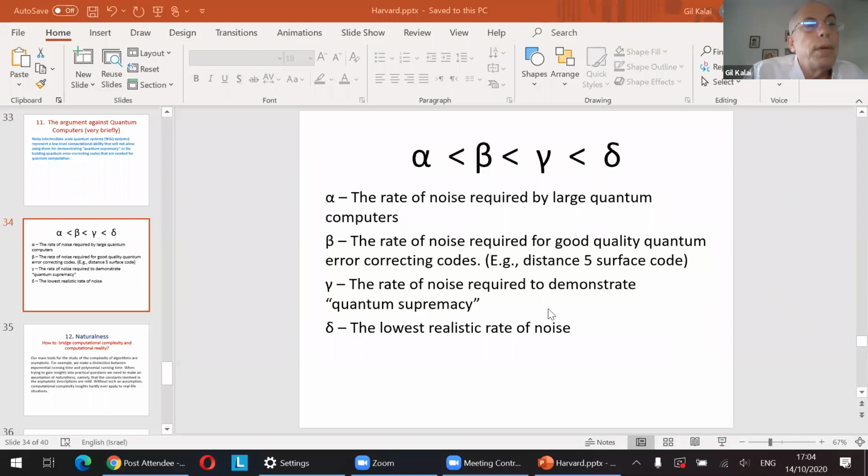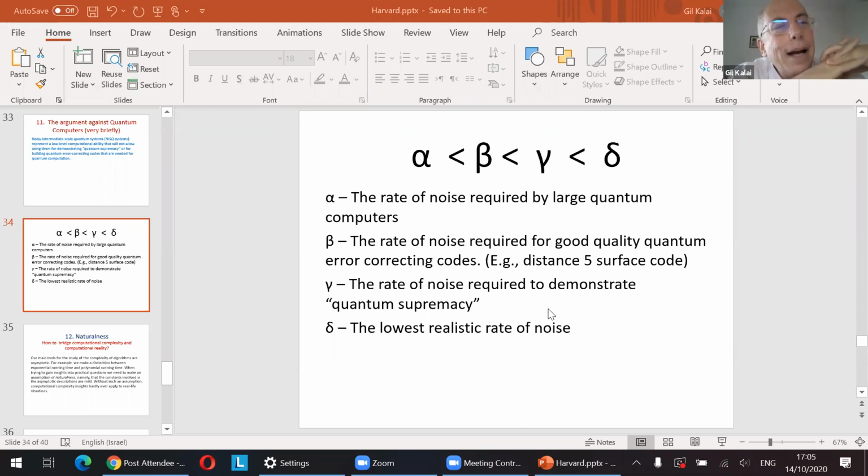Maybe, Professor Kalai, still I cannot see any physical argument. Because the constant you are talking about is a realistic rate of noise. I need some argument from physics, some kind of no-go theorem, which tells me that I cannot go beyond that. What physical argument do you have?